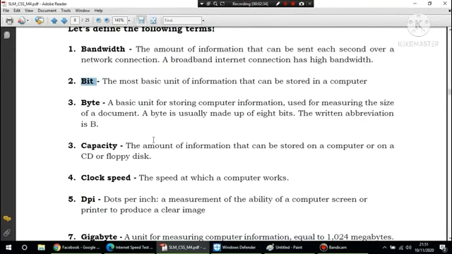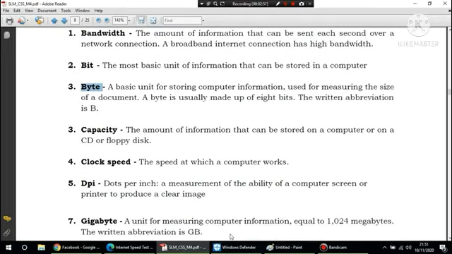DPI, dots per inch. A measurement of the ability of a computer screen or printer to produce a clear image. So if the image or picture that you print is blurred, it is usually because the DPI of the printer is small or low.